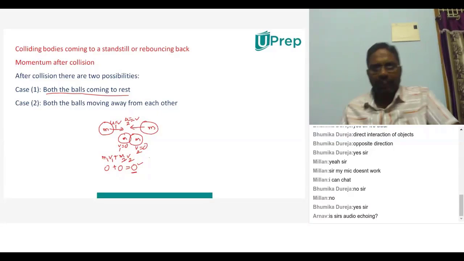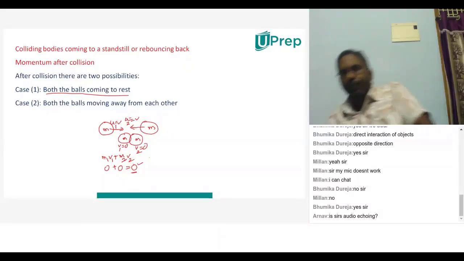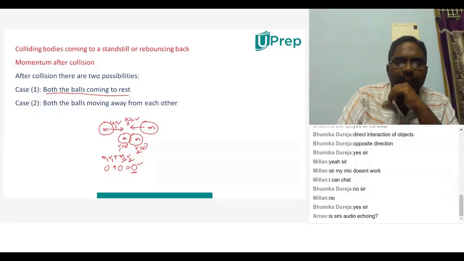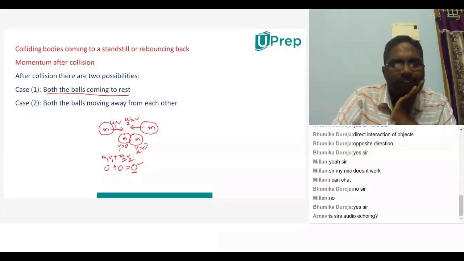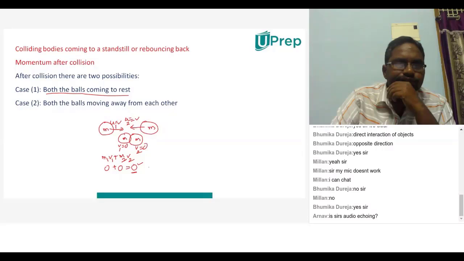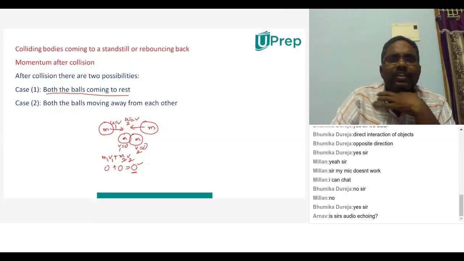Arnav, tell me whether the law of conservation of momentum is right for this first case or not. Arnav, are you there? No, sir. Why will it not be conserved? Sir, the ball will not come to rest. If both balls are coming to rest, will the law of conservation of momentum be valid now or not? No, sir, it will not be valid. Why? Sir, before collision, they should rebound back.